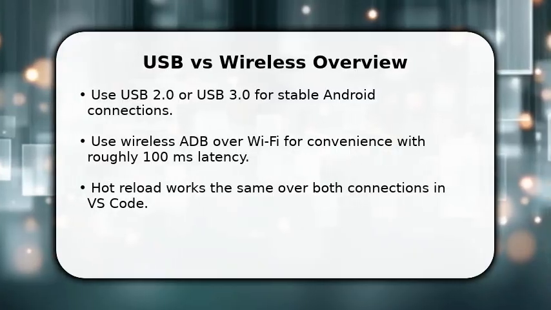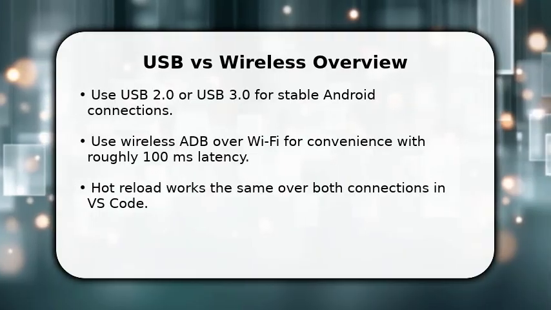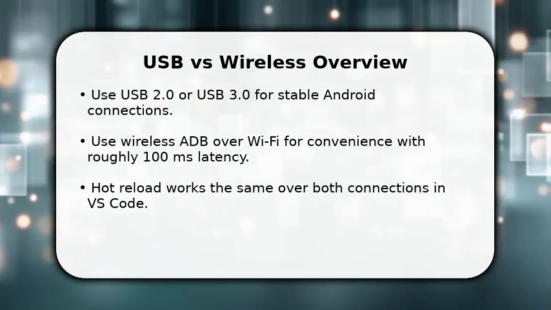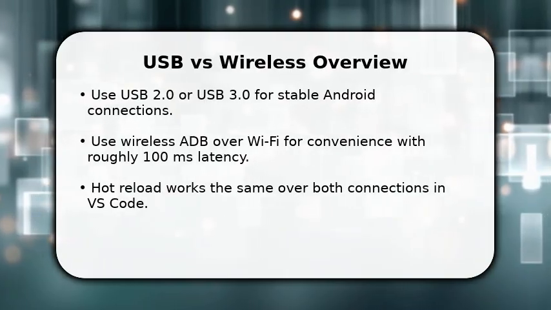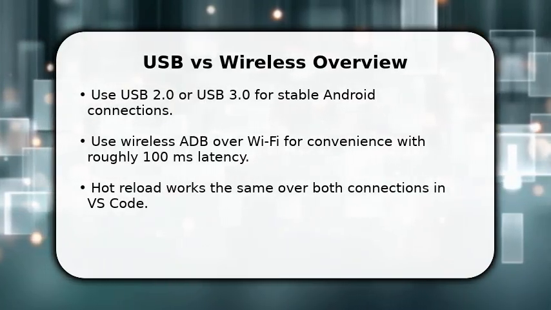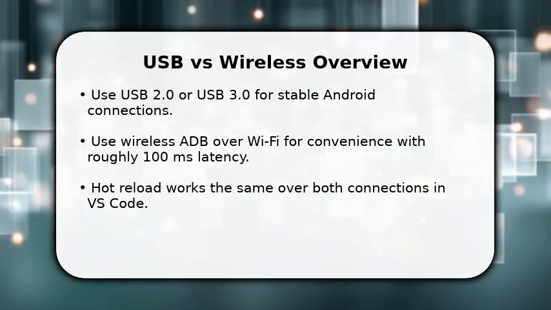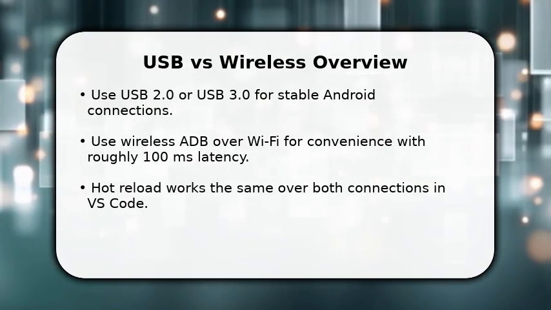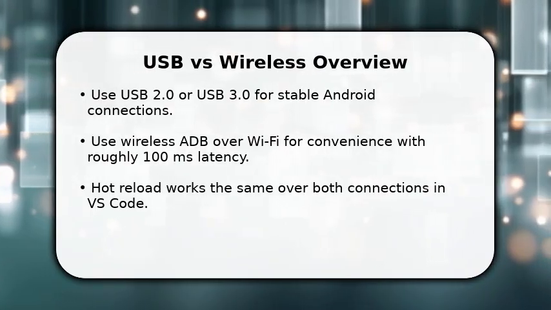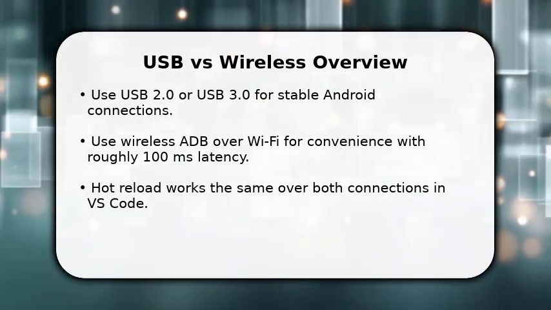I will compare USB and wireless connections for Flutter development on VS Code. Use USB 2.0 or USB 3.0 for stable Android connections. USB gives lower latency and higher throughput for device logs and asset transfers. Use wireless ADB over Wi-Fi for convenience with roughly 100 ms latency.